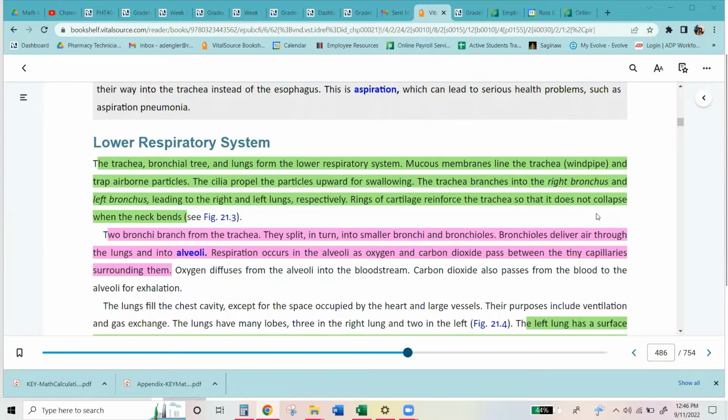Mucous membranes line the trachea and trap airborne particles. The cilia propel the particles upward for swallowing. The trachea branches into the right bronchus and left bronchus, leading to the right and left lungs, respectively. Rings of cartilage reinforce the trachea so that it does not collapse when the neck bends. Two bronchi branch from the trachea. They split in turn into smaller bronchi and bronchioles. Bronchioles deliver air through the lungs and into alveoli. Respiration occurs in the alveoli as oxygen and carbon dioxide pass through the tiny capillaries surrounding them.